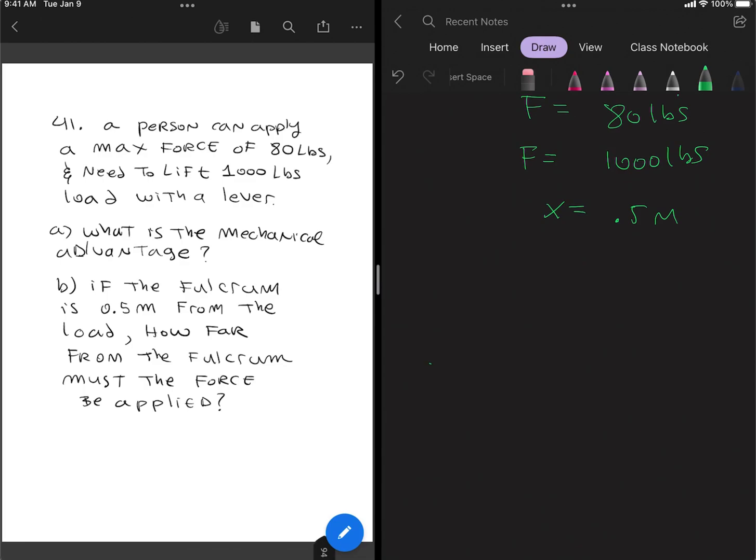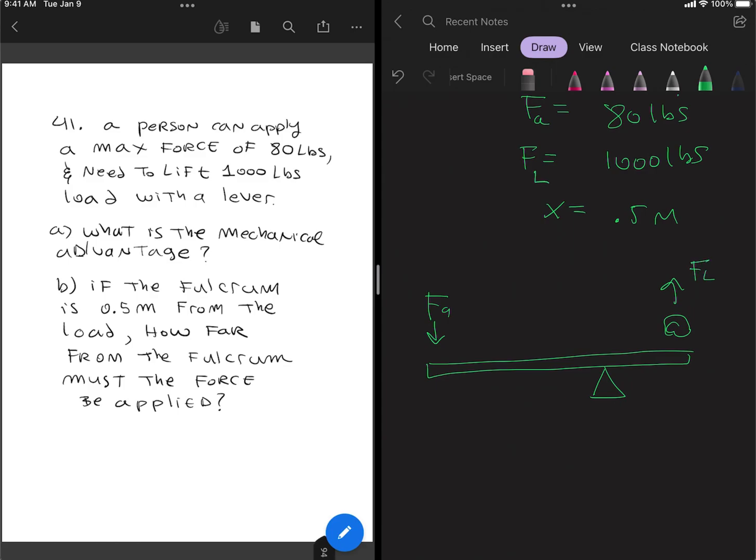It says a lever, so you have a plank and you have a fulcrum here. And when you read the word problem, the 80 pounds is the force that the person applies. So the applied force is 80 pounds, and it's going to be this one. And you want to lift 1,000 pounds, so the load is over here, and that's what you want to lift. That's going to be F load, which is 1,000 pounds.